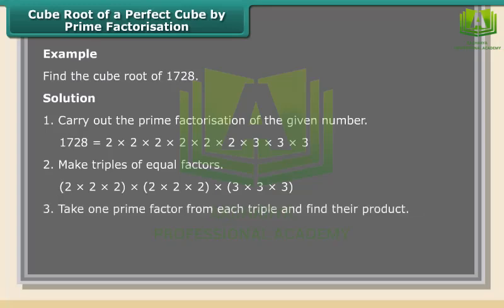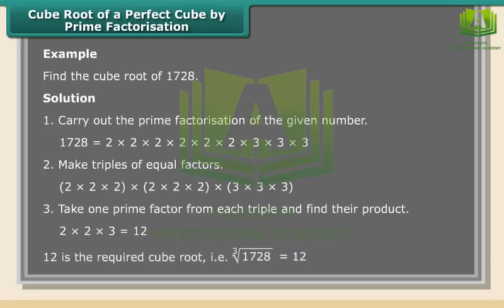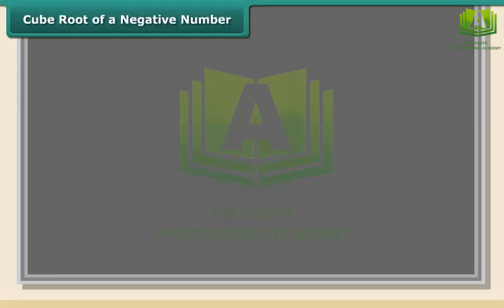Take one prime factor from each triple and find their product. 2 × 2 × 3 = 12. 12 is the required cube root, that is, ∛1728 = 12.